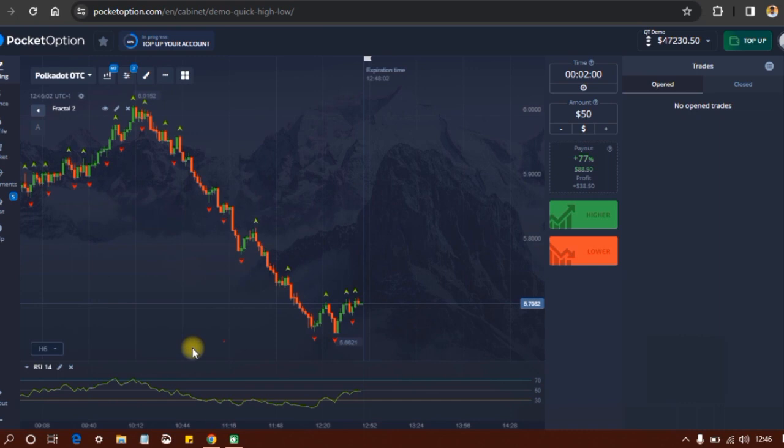Now looking at it, you would see that we have the RSI below, which is this one here. This is the RSI indicator. Also, we have the fractal indicator. The fractal indicator is the one we have at the top and bottom of my chart, these green and red arrows you can see on my screen.